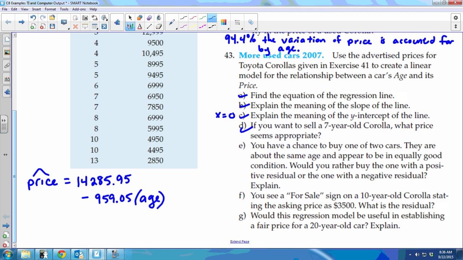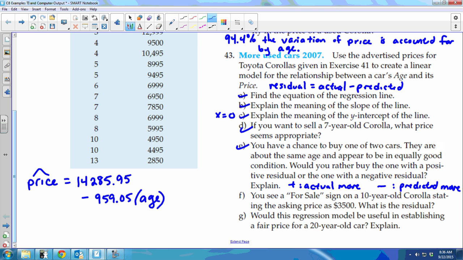You have a chance to buy one of 2 cars. They are about the same age and appear to be in equally good condition. Would you rather buy the one with a positive residual or the one with a negative residual? And explain. So how do I find a residual? Actual minus predicted. So if you have a positive residual, which price is larger, actual or predicted? Actual. So positive, the actual is more. And if you have a negative residual, which one's more? Predicted is more. So would you rather buy the one with a positive residual or a negative residual? Negative, because that means the predicted price is more than what you're actually going to pay for. All right, so that's a nice surprise for you.